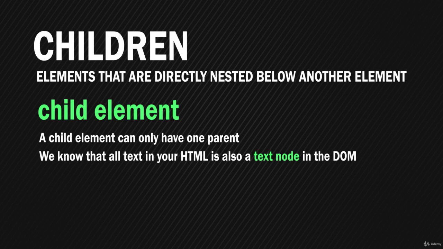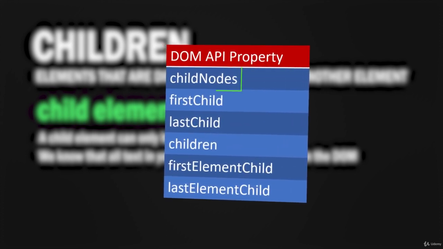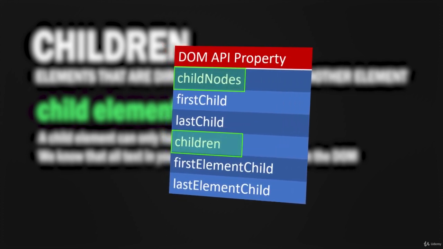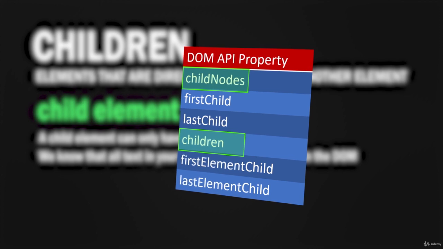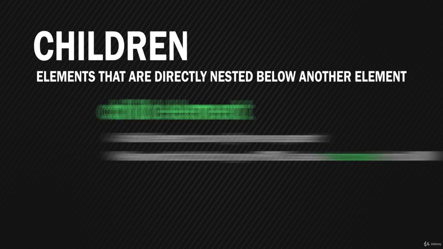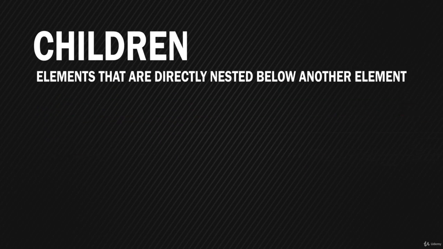The other thing worth mentioning is that we have a variety of methods available to us that allow us to look at children and children properties. We've seen some of these, but the ones I want to concentrate on now are those called childNodes and children. Let's look at the differences between those methods, childNodes and children.